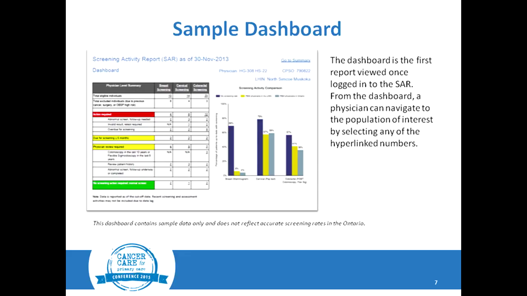So this is a dashboard. This is what you'll see first when you log on to your screening activity report. You can navigate, as I said, to the population of interest by selecting any of the hyperlink numbers, and this has proven to be much more useful. I don't know whether you can see, anything that's underlined, click on it, and that's a hyperlink to take you to a list of who those patients are.